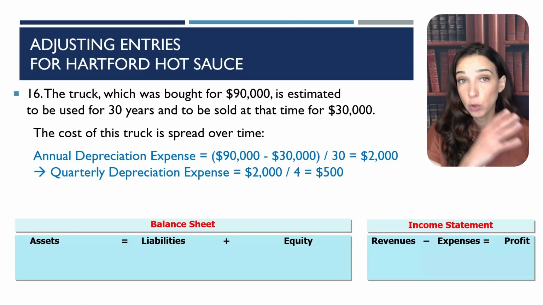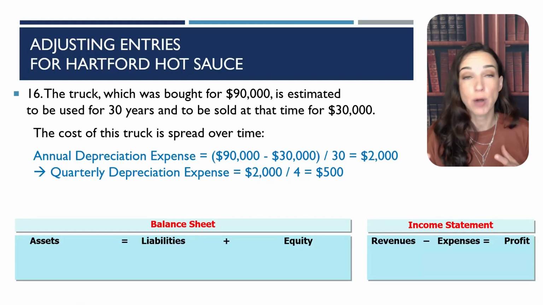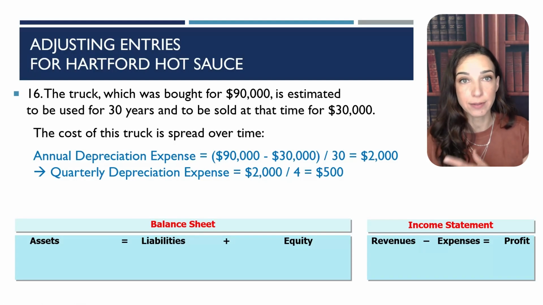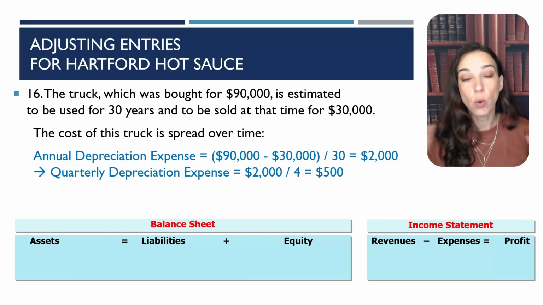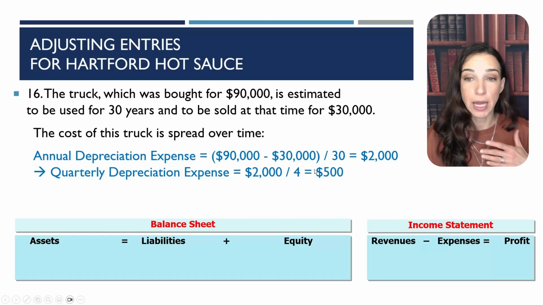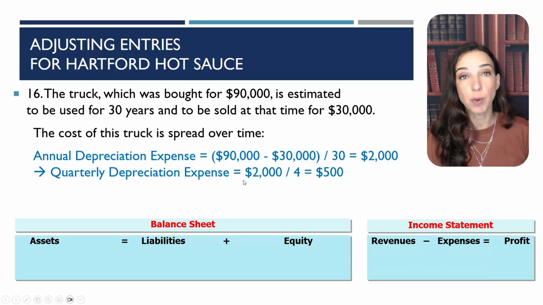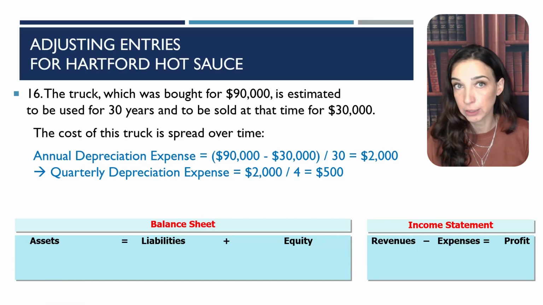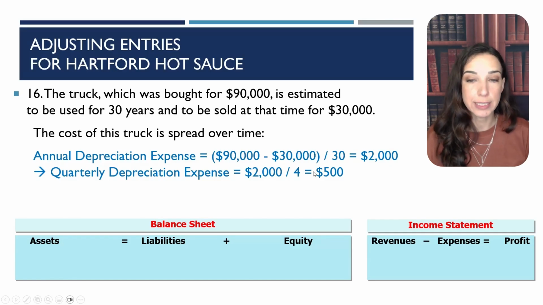So we're going to say our cost is $90,000, but we're going to subtract what we expect to get at the end, $30,000. We really only need to spread the $60,000 over 30 years because that's our expected usage. And that leads to $2,000. But we're also doing these adjusting entries quarterly because we're preparing our financial statements quarterly. So the expense is going to be $500 every quarter.